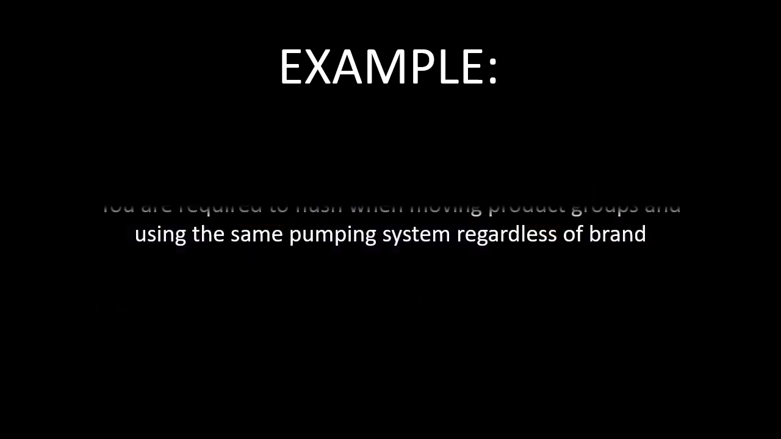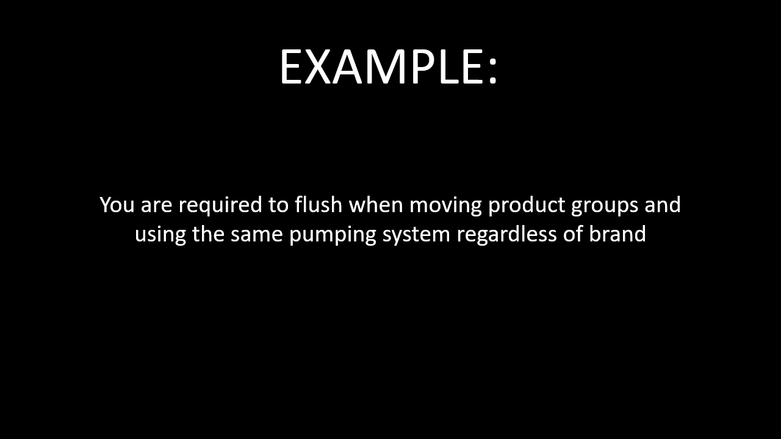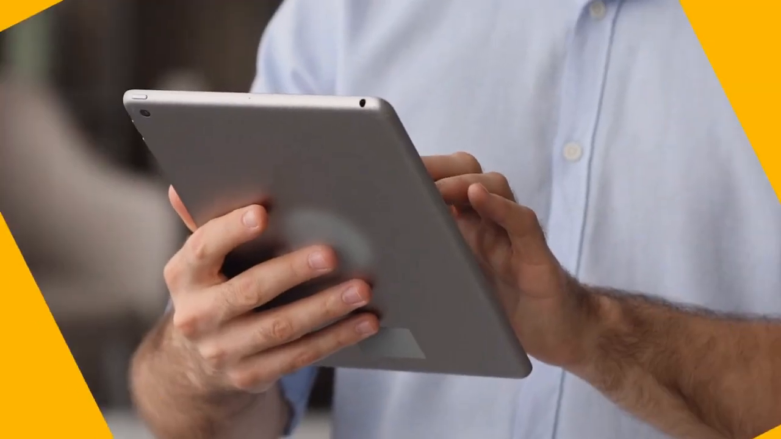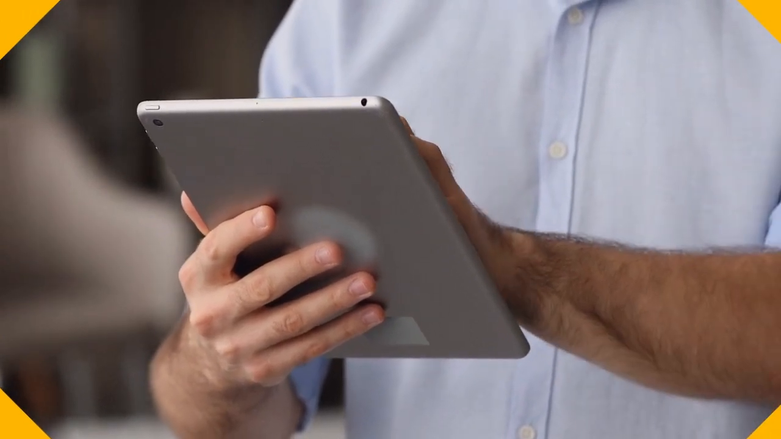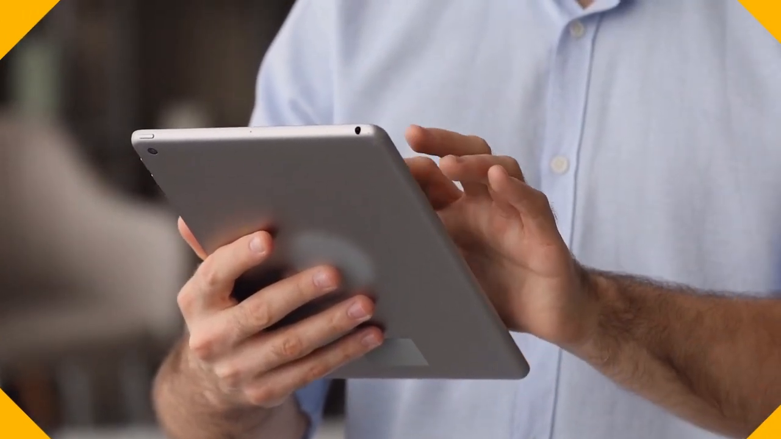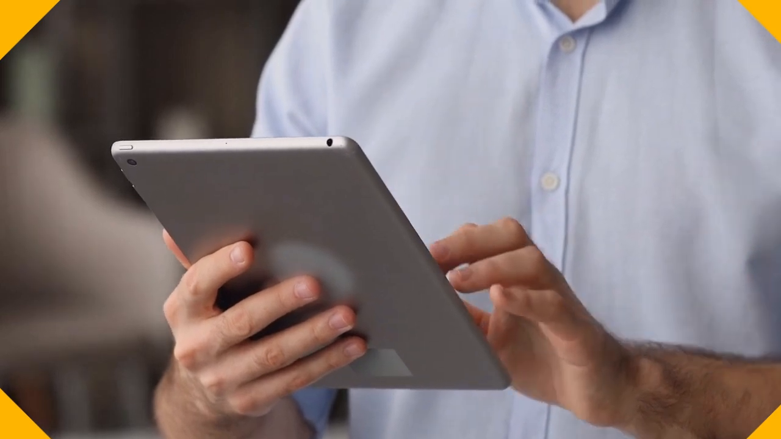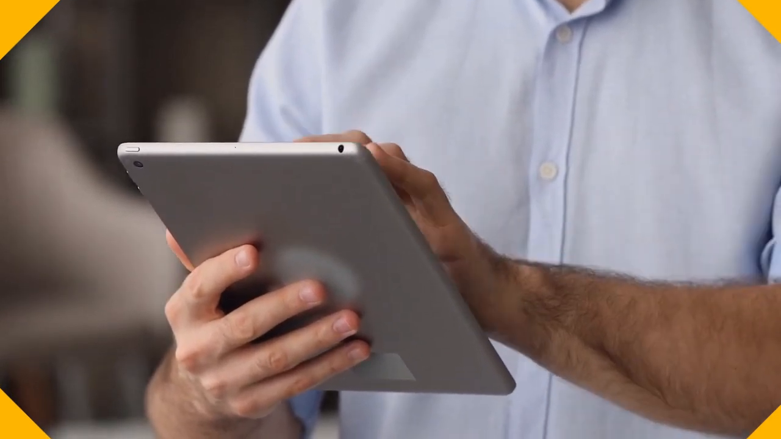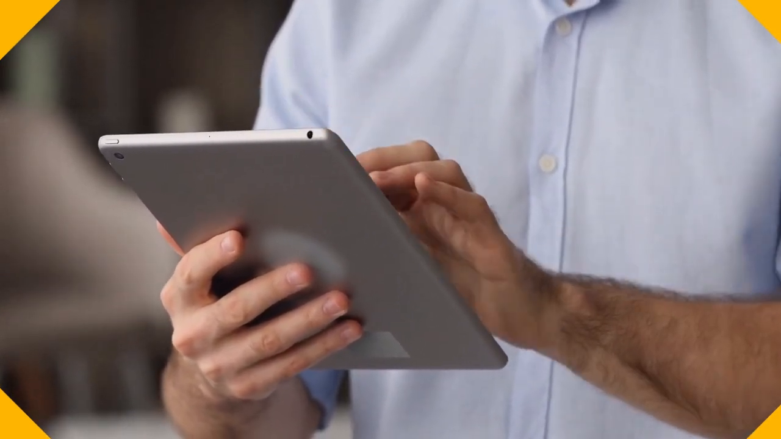If you are using the same pumping system and are moving from a PCMO to an HDMO product, regardless of brand, you are required to flush 2 times the reduced common volume. We must always document flush on the appropriate forms to keep our inventory accurate. Your supervisor will go into more detail while providing hands-on training.